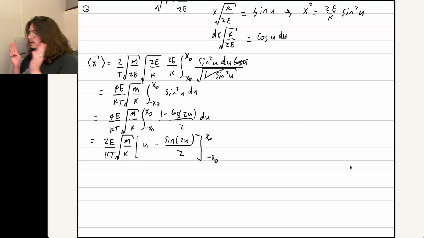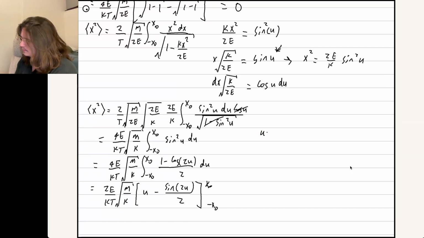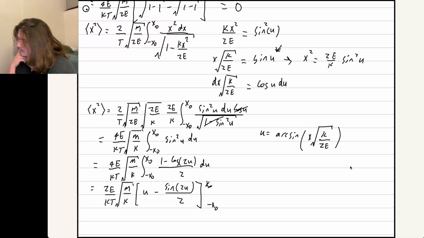Okay. So the sub that we used in this was this guy up here, which we can rewrite as u being the arc sine of x root k over 2e. Our position at the extremum of the harmonic oscillator was root 2e over k, and so u naught is just going to be arc sine of 1 again, which is just pi over 2.